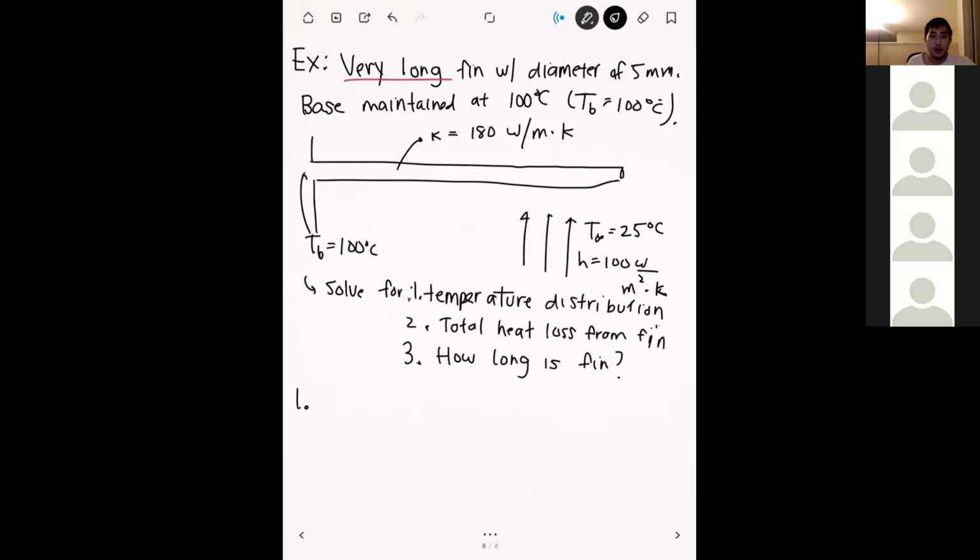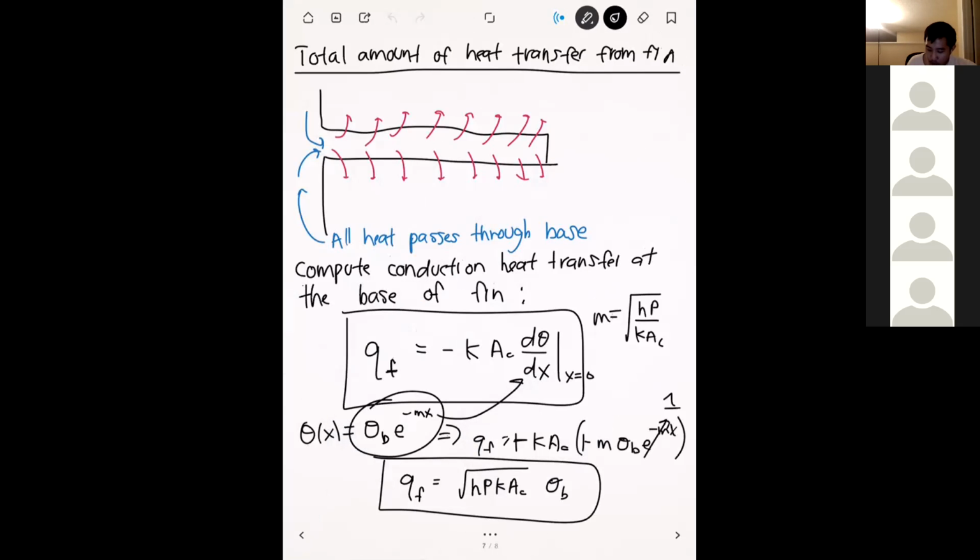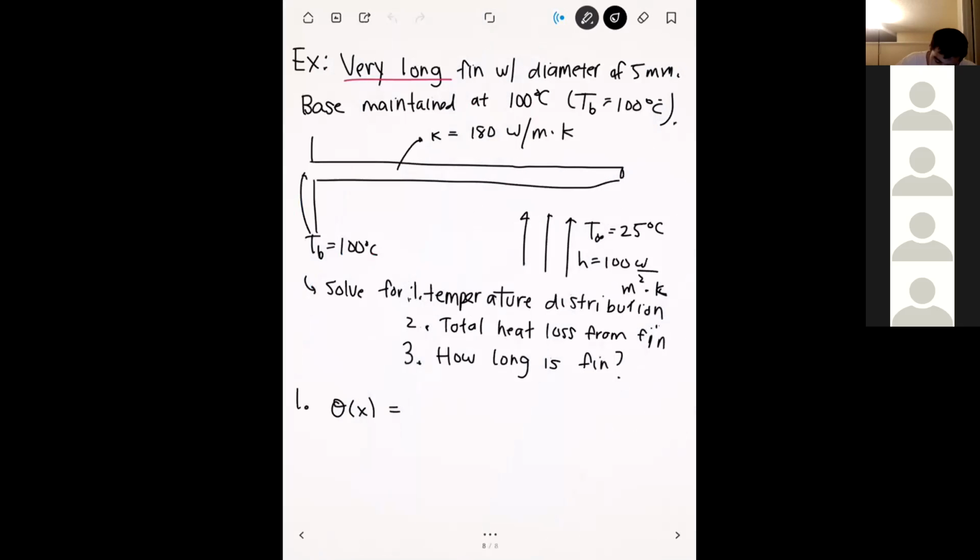Remember, when I'm asking for temperature distribution, I'm asking you to solve for either T of x or theta of x. Since this is a fin, we're going to solve for theta of x. Since this is a very long fin, we can assume our solution is theta b e to the minus mx. From here, there are two things we have to specify: theta b and m.